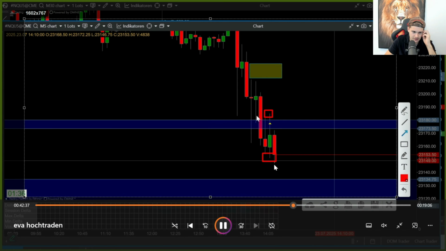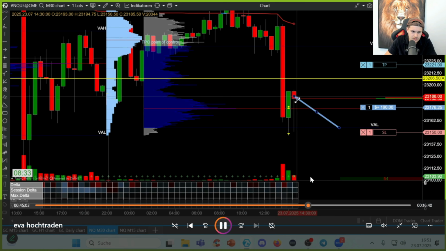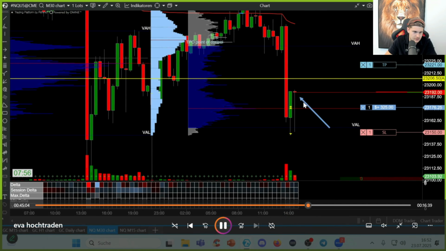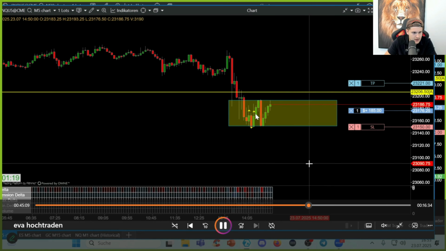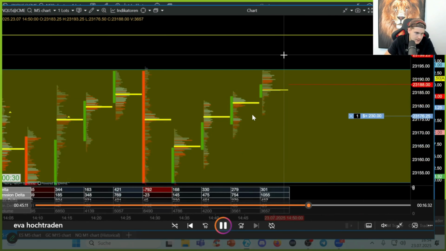But no problem. I got stopped out down here because aggressive sellers came in down here. So this was my stop loss, and also it was the first trade of the day. So I always go a bit slower. Then the second trade was again the reversal. We traded up here when I saw aggressive buying up here.